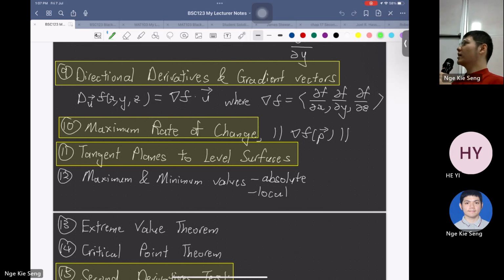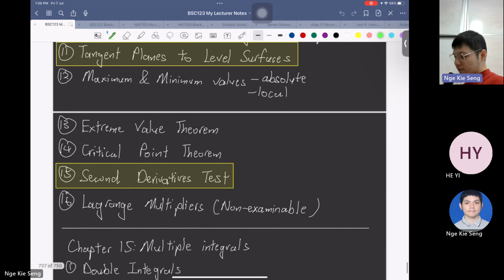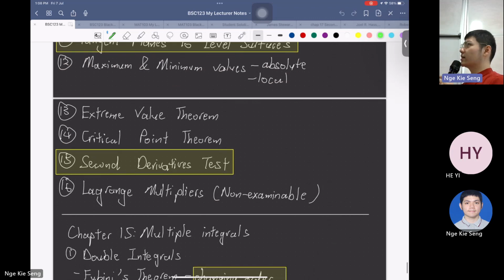Then you look at tangent planes to level surfaces, and maximum and minimum values, absolute and local. I want to point this out in the assignment later, using an example to explain more. Then we have the extreme value theorem: how to find local maximum and local minimum using the critical point theorem, checking with the second derivative test, and then Lagrange multipliers.